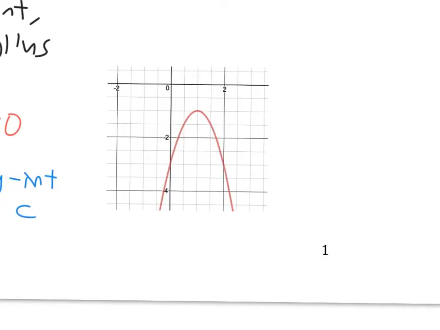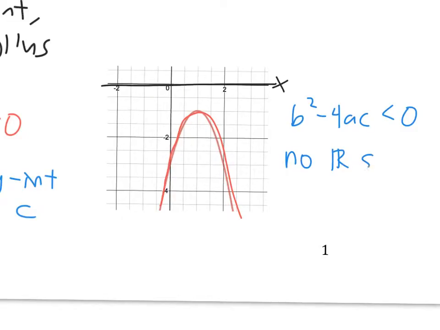Over here, notice that this is the x-axis right here, and my curve never touches the x-axis. So in this case, b squared minus 4ac is less than 0. That means we won't ever get solutions. Sometimes it'll say no real solution, or if we tried to solve it, we'd have to go into complex numbers. So there are no x-intercepts in this case. There is a y-intercept right there, and that's your c. Clearly, because of the downward trend, we know that a has to be less than 0. So a is negative.